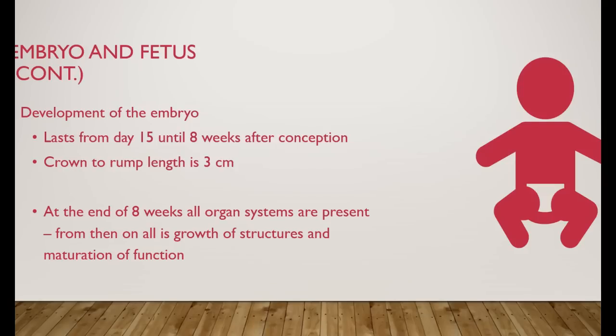So the embryo and the fetus, just to continue, the development of the embryo lasts from about day 15. Up until then, it's called that morula, remember. Okay, so it lasts from day 15 to about 8 weeks after conception. And at that point, the crown, which is the top of the head, to the rump, that length is about 3 centimeters by about 8 weeks along. At the end of the 8 weeks, all organ systems are already present in this fetus. And from 8 weeks through to the 40 weeks of pregnancy, all the organs are already there. Now they're just going to mature in function and structure.